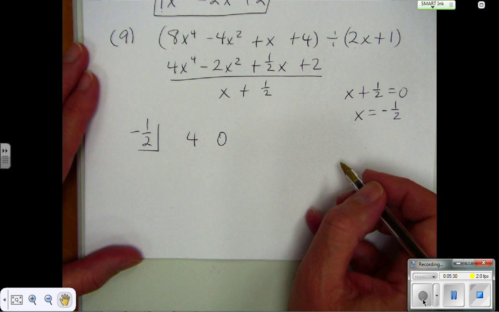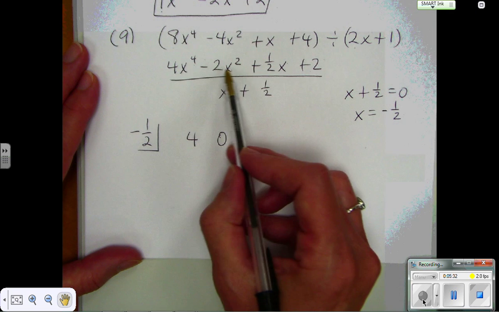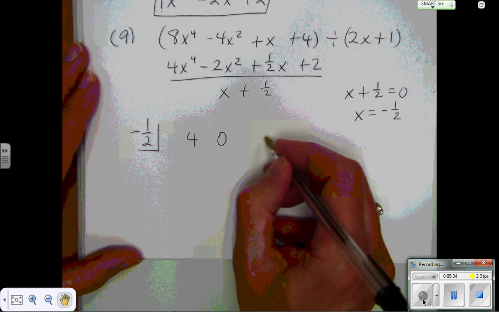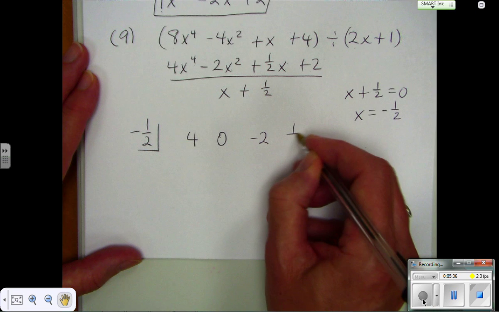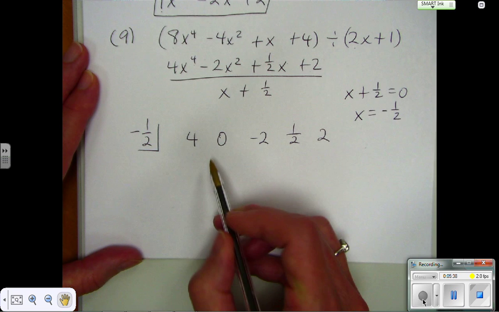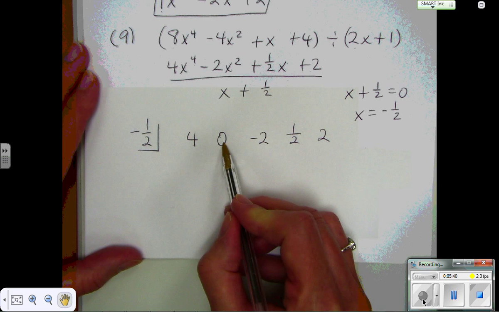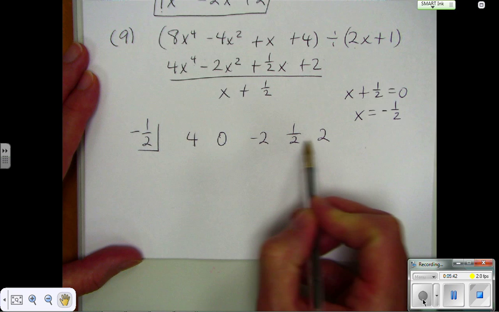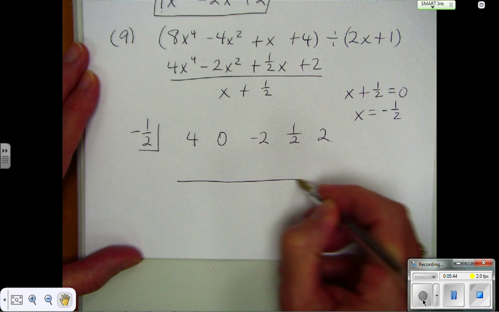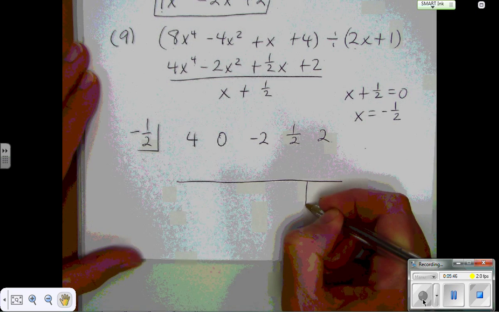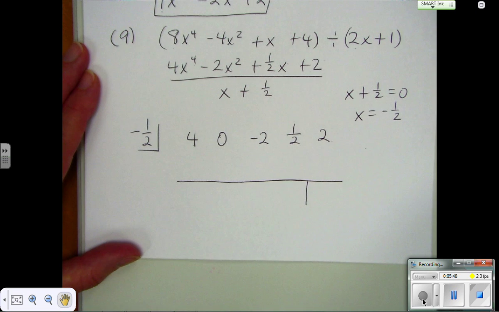If you don't put a 0 in for any exponent that's missing, then you're going to get really messed up on your division. So I have x to the fourth, x to the third, x squared, x, and the constant. I'm going to draw my horizontal line, my vertical line, and now I'm ready to divide.